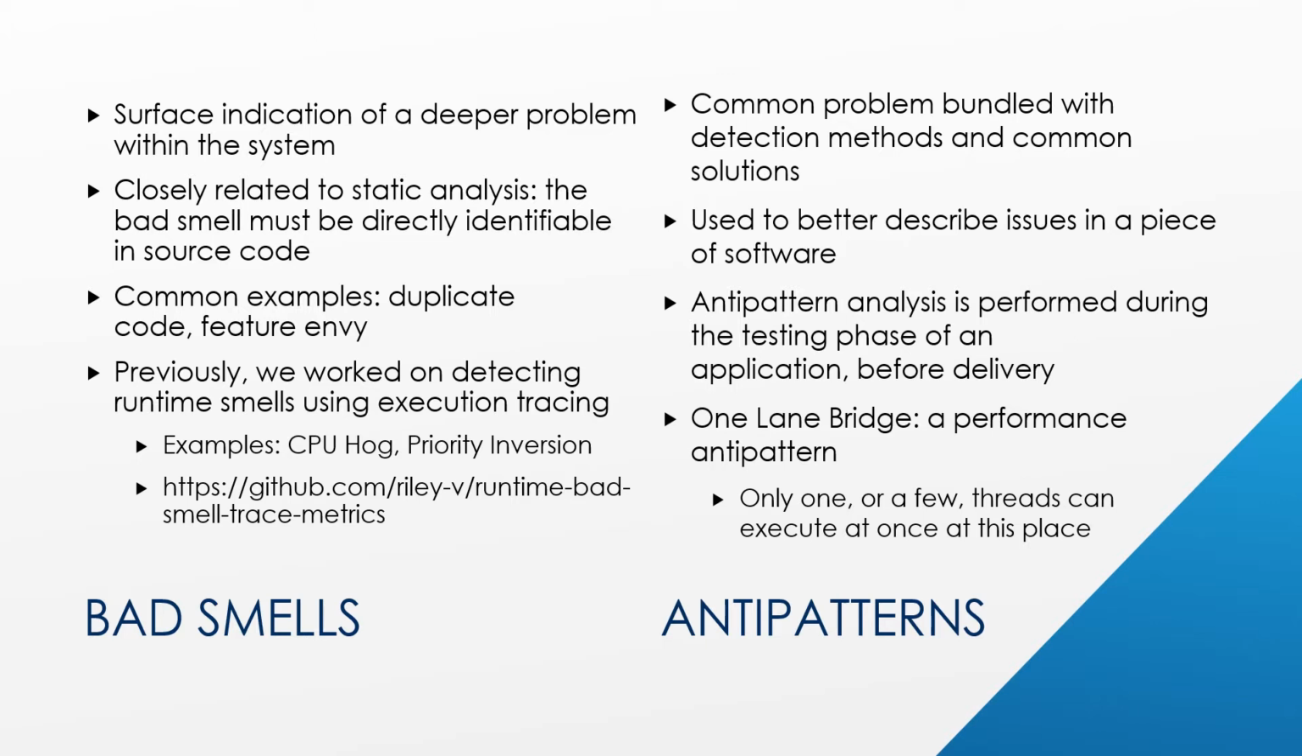An antipattern analysis is performed during the testing phase of an application before the delivery of the application. Unlike bad smells, it does not need to be linked to a specific location in source code. An example of an antipattern is the one-lane bridge, which is a performance antipattern. This is a place where only one or a few threads can execute.